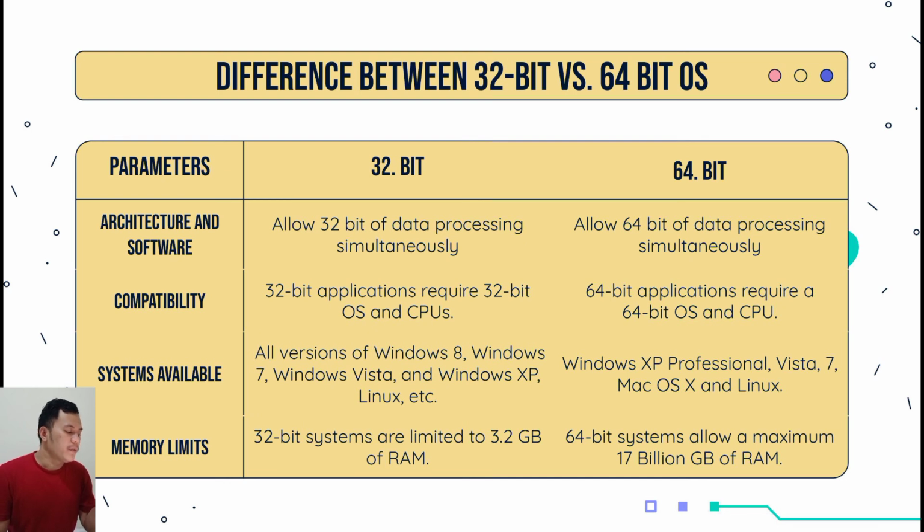64-bit. Architecture and software allow 64 bits of data processing simultaneously. Compatibility: 64-bit applications require a 64-bit operating system and CPU. System available: Windows XP Professional, Windows Vista, Windows 7, Mac operating system X, and Linux. Memory limits: 64-bit systems allow a maximum of 17 billion GB of RAM.